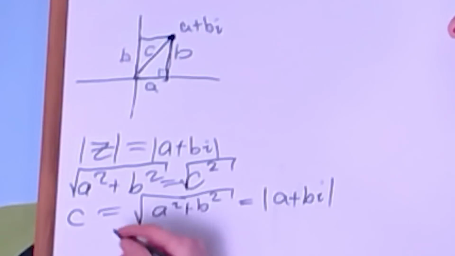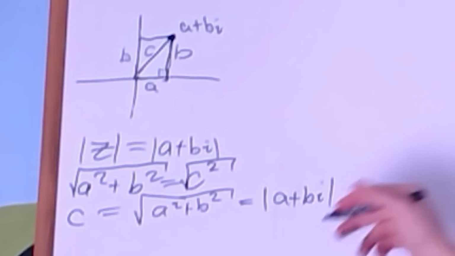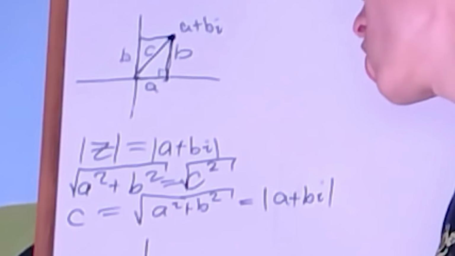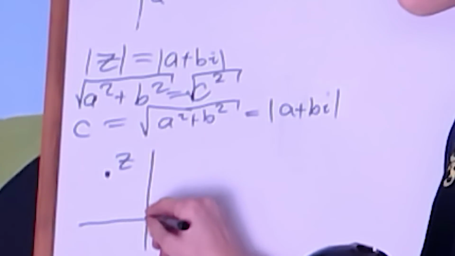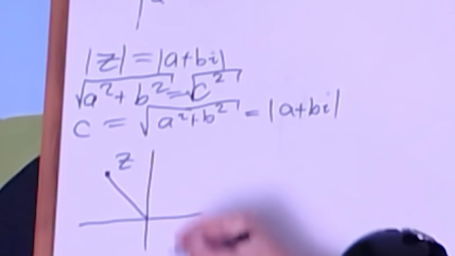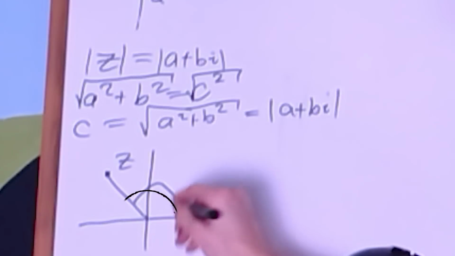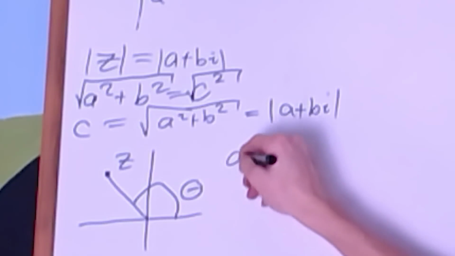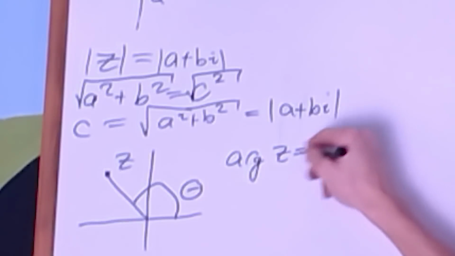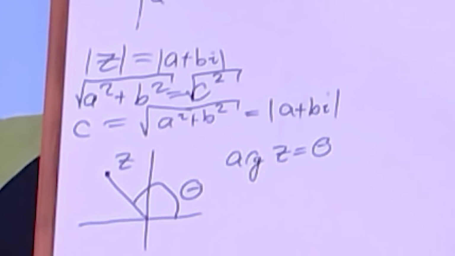Now the argument is in a similar vein to this, in that you draw a line between your complex number z and the origin. The thing you take is its angle around the unit circle. So that angle right there, theta, is called the argument of z.